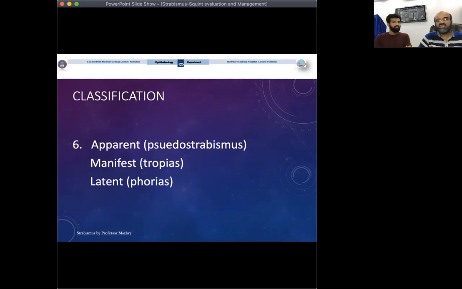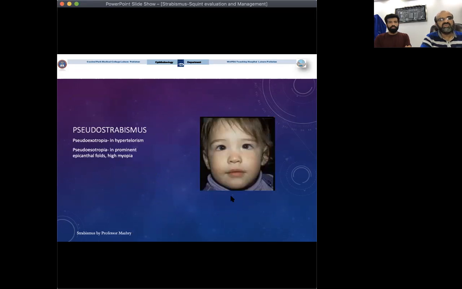Manifest tropia is the one which is there all the time. It is just a kind of, you can say, intermittent squint and constant squint. So if you want to see whether this patient has some intermittent deviation, now the patient is focusing and both the eyes are straight. How would you know that? That's what latent squint is. Latent squint is hidden, and we can express it in our clinical settings with the help of certain tests. It is basically a tendency of squint. It is there, hidden, but it is there. And the one which is there all the time, expressed, is manifest.